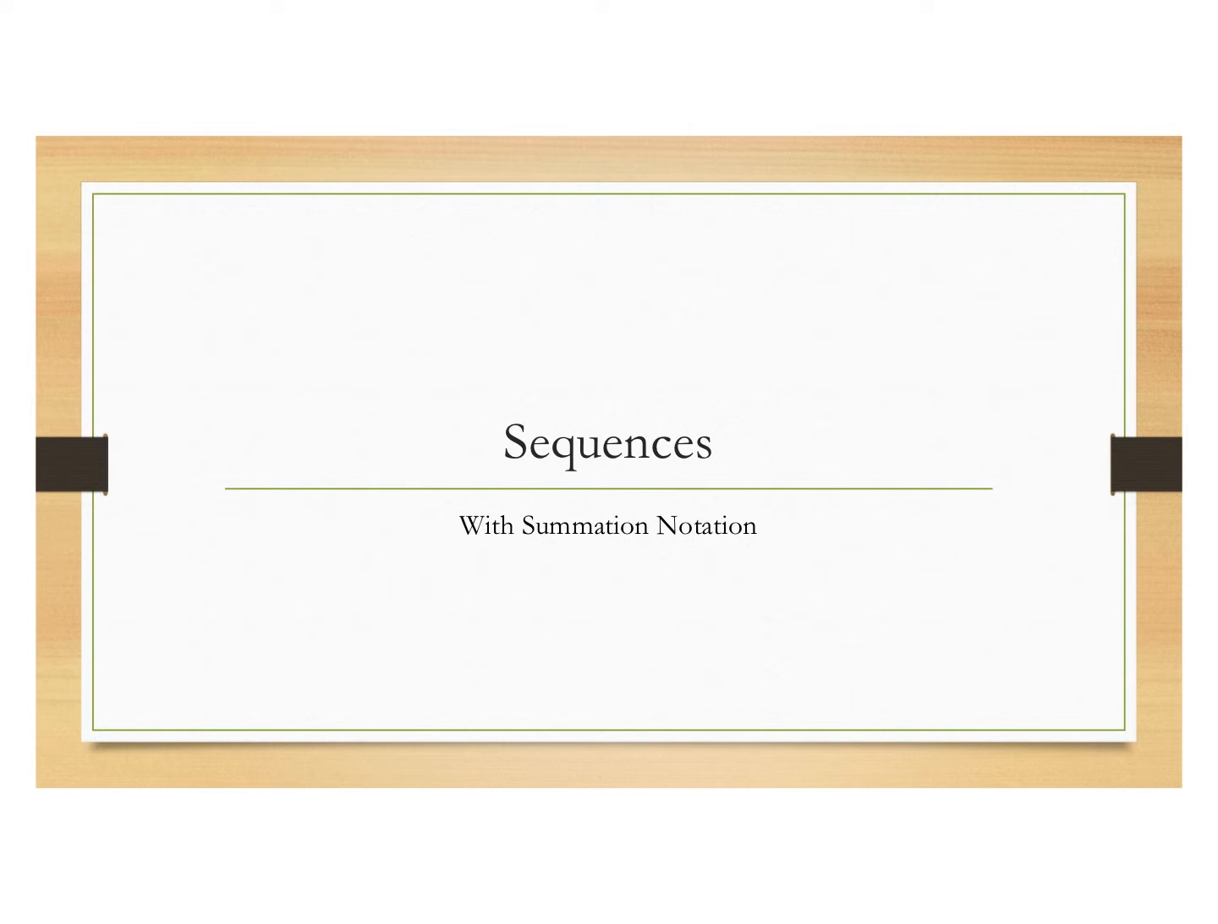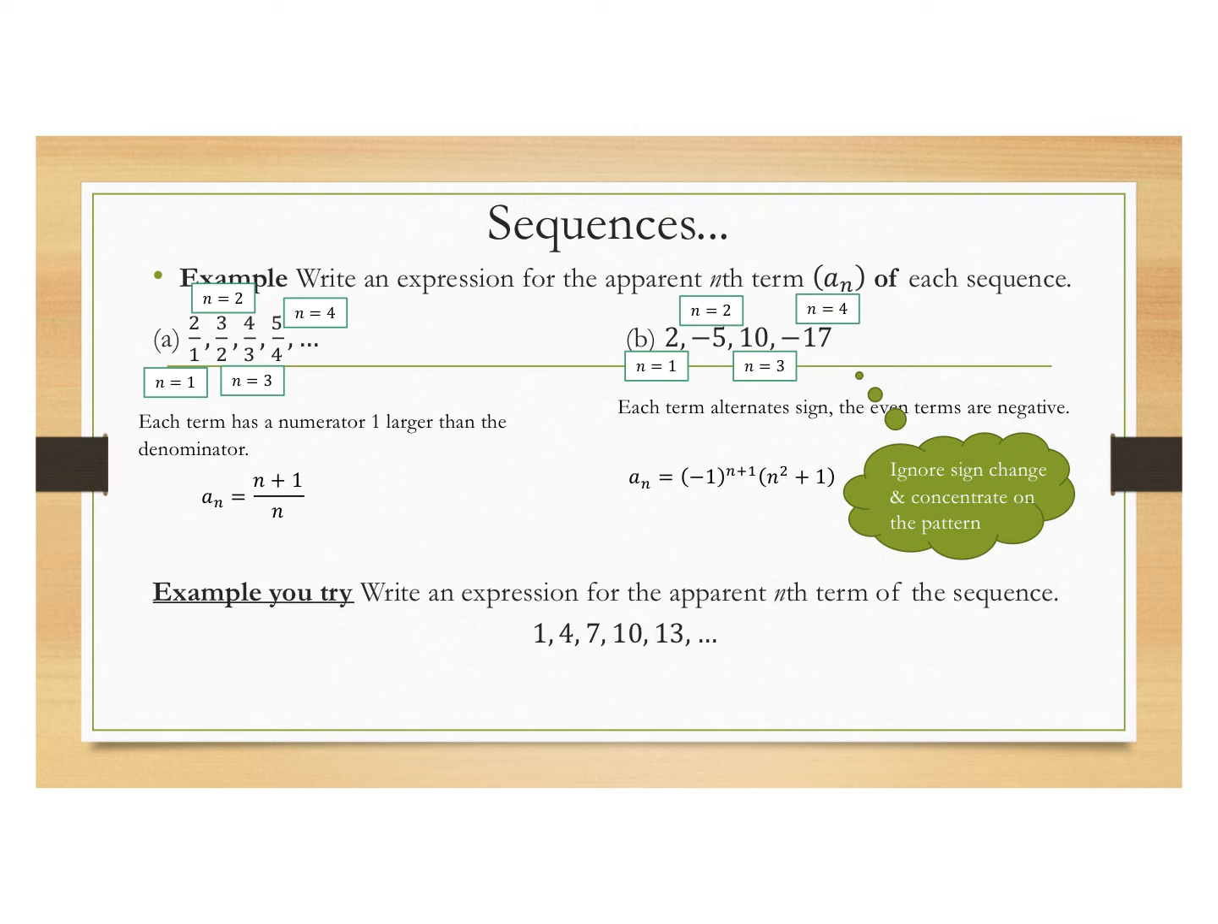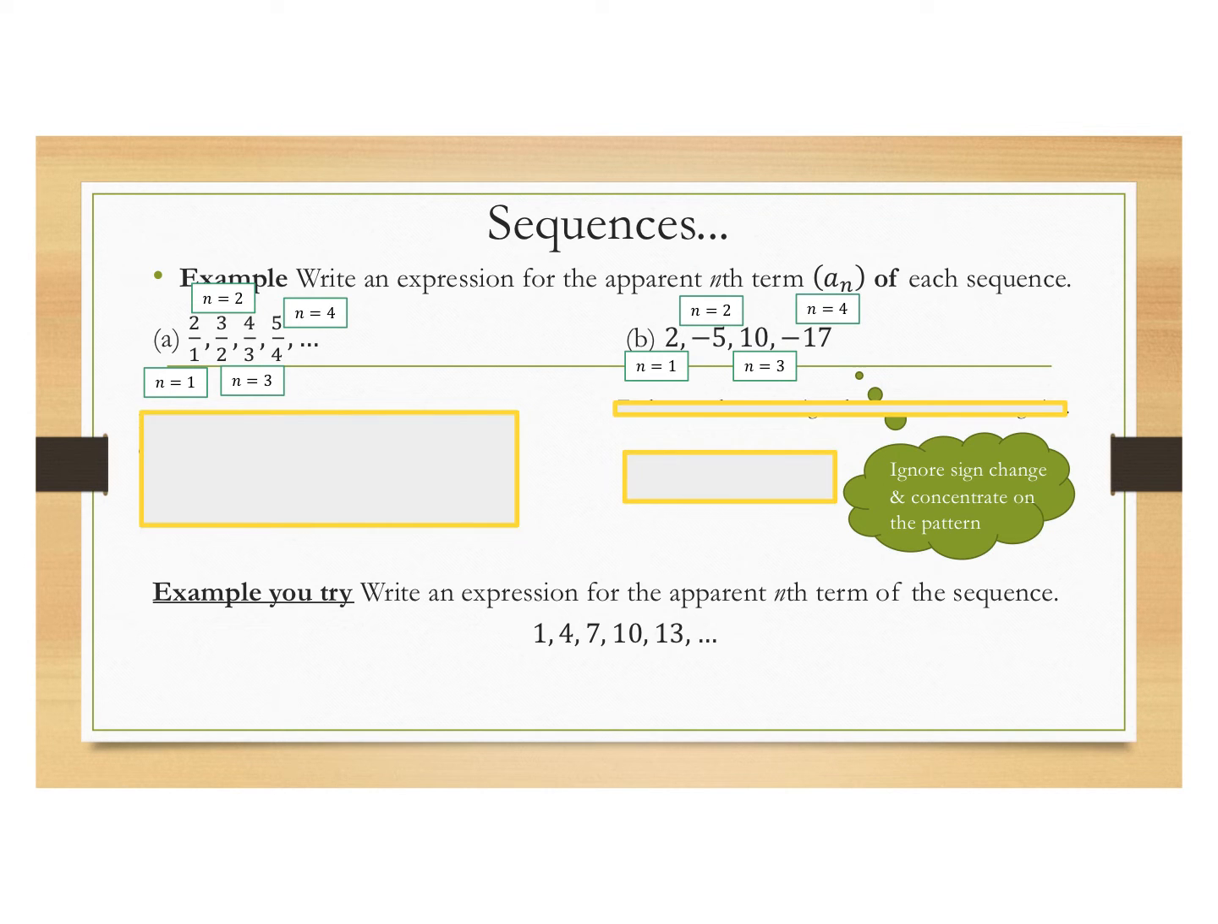This time we will look at sequences, but in summation notation. Okay, so we're going to write an expression for the apparent nth term, a sub n, of each sequence. So the easiest thing I would do to start off with is to label the first term n equals 1, the second term n equals 2, the third n equals 3, and so on. And the reason why is sometimes you can start to see number patterns.